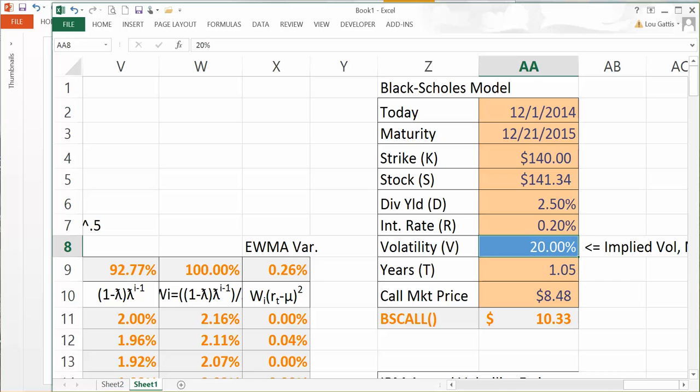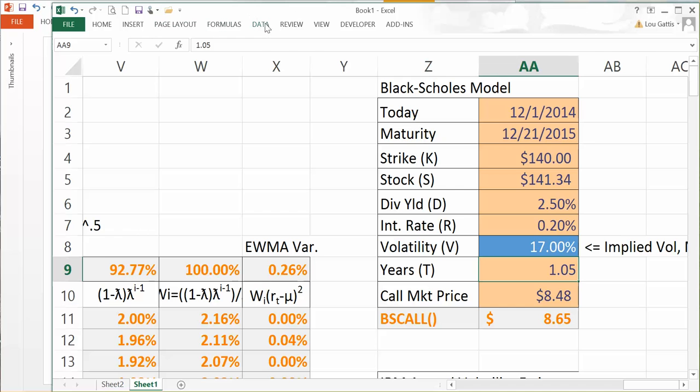So you notice that, well, maybe the option is not undervalued. Maybe I'm just forecasting the wrong volatility. What if I put 19%? Okay, the price drops to 9. What about 18%? Price drops to 9.20. What about 17%? 8.65. So around 17% is the value you need in the volatility to make Black-Scholes give you the value of the option.